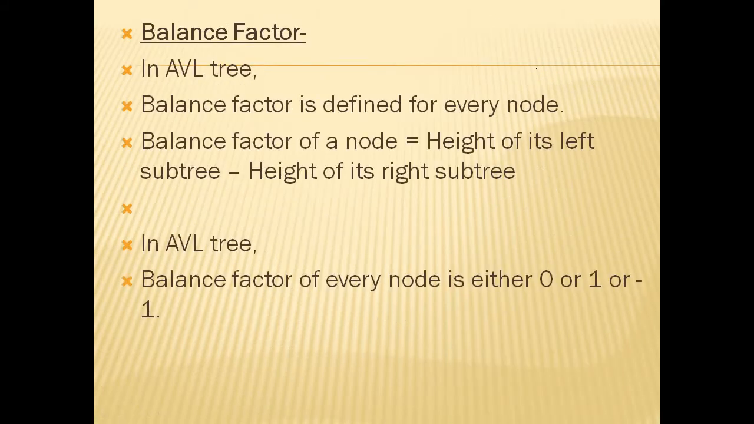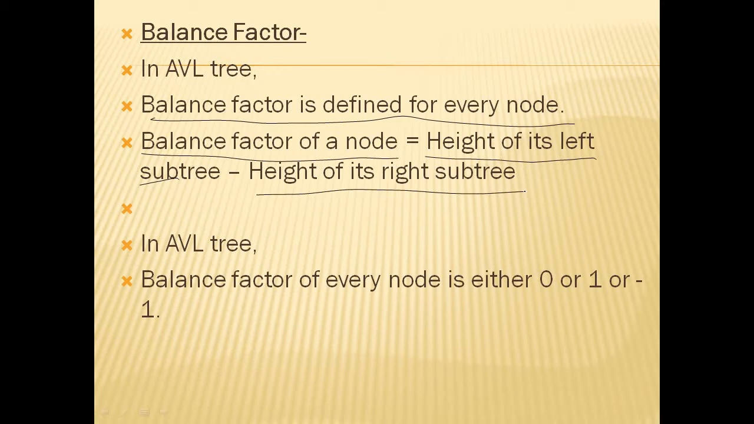And the balancing factor, how we are going to calculate it, we already discussed. We have a slide here. This balancing factor is defined for every node. Whatever nodes we have in the tree, we calculate it for every node. How do we calculate it? Balancing factor equals the height of its left subtree minus the height of its right subtree. And you should keep in mind that for every node, the balancing factor is either 0 or 1 or -1.